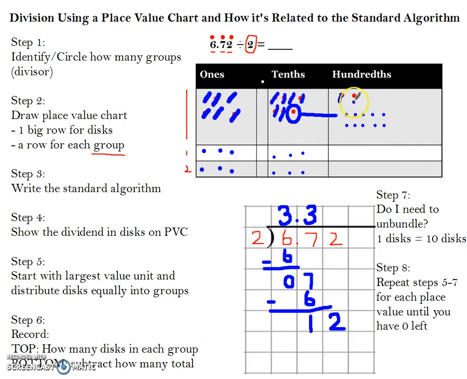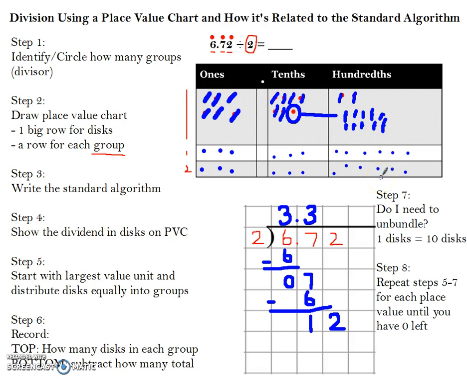So 1, 2, 1, 2, 1, 2. And I'm going to go until all my discs are distributed equally into each of my 2 groups. And my final pair, 1, 2. I'm left with 0 discs, so I know I don't need to unbundle.